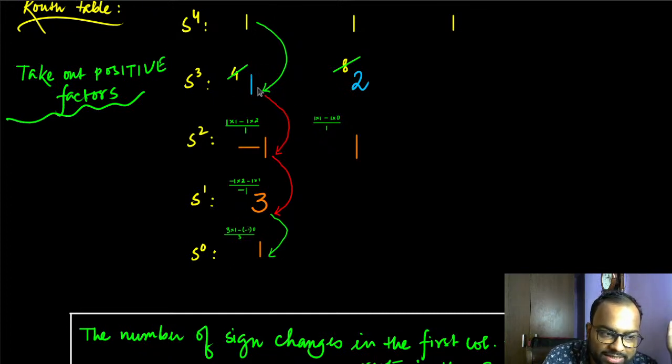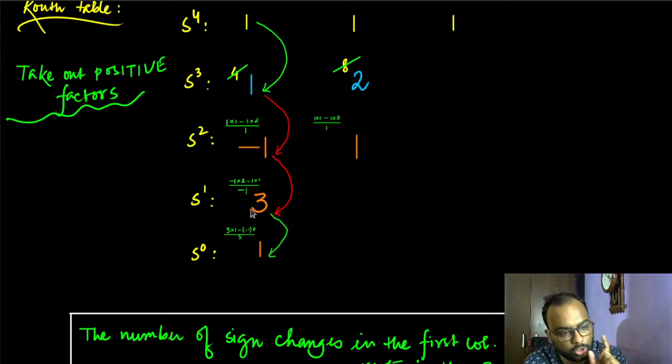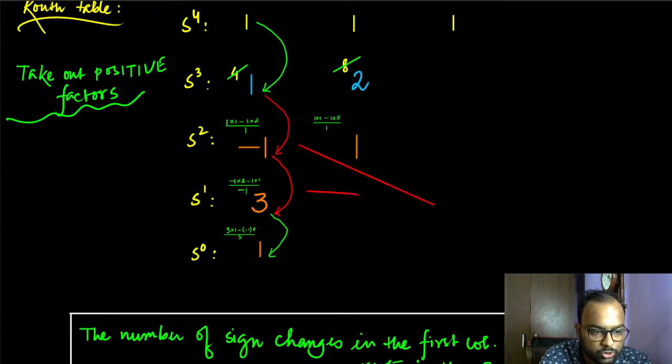Okay, here is 1 sign change from a positive quantity to a negative quantity. Then there is another sign change from a negative quantity to a positive quantity. So there are 2 sign changes here. So these are the 2 sign changes.